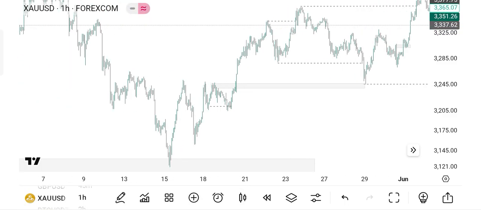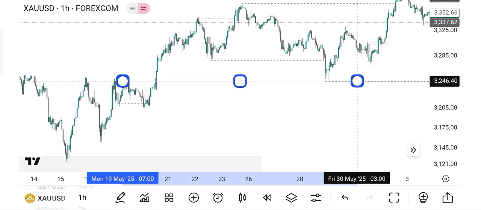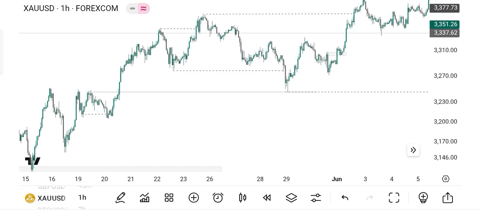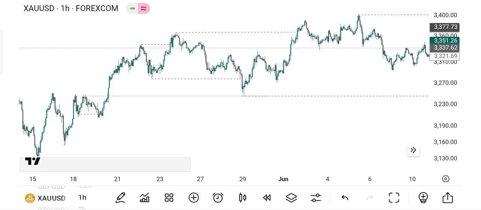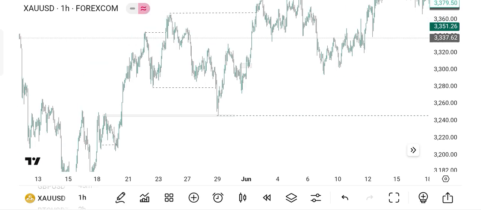Okay, you can see that price, yes, see that price came into somewhere here as my breaker block. Price came into that place and bought to the upside. Right? Price came into that zone, bought to the upside.